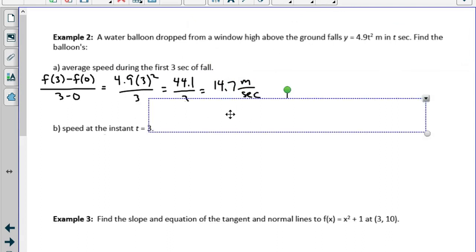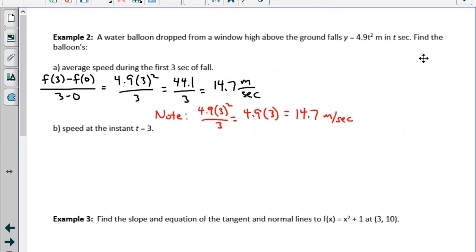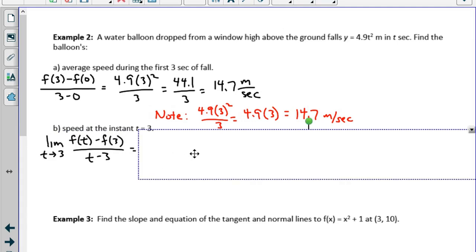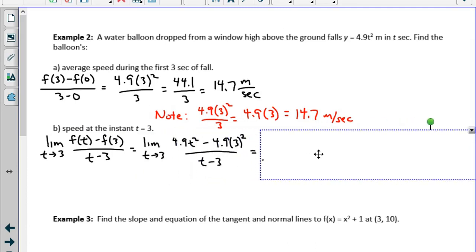Now, one thing you could note is that if this is a no calculator problem, you actually could have recognized that you could have canceled one of the 3's out, and then that's a little bit easier to multiply together. So the speed at instant t equals 3. So the limit as t approaches 3 of f of t minus f of 3 over t minus 3. I'm just doing method 2 like I said I would.